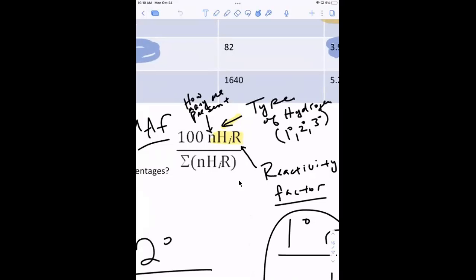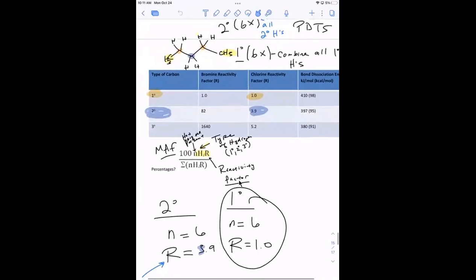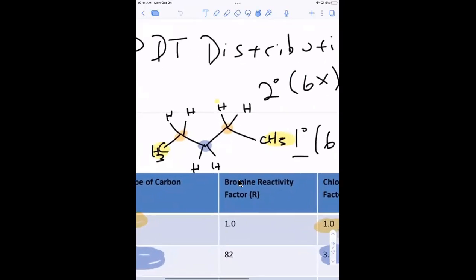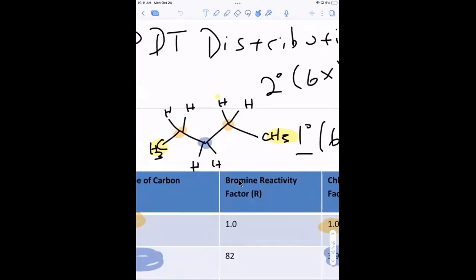It looks funky, but it's really not. There are two parts to this equation, NH and R. R is the reactivity factor, and NH is the number of the type of hydrogen. So if you have secondary, primary, tertiary, that's what that means. We did it for this one. We said there were two types of secondary, the ones highlighted in orange and blue, and then two types of primaries.